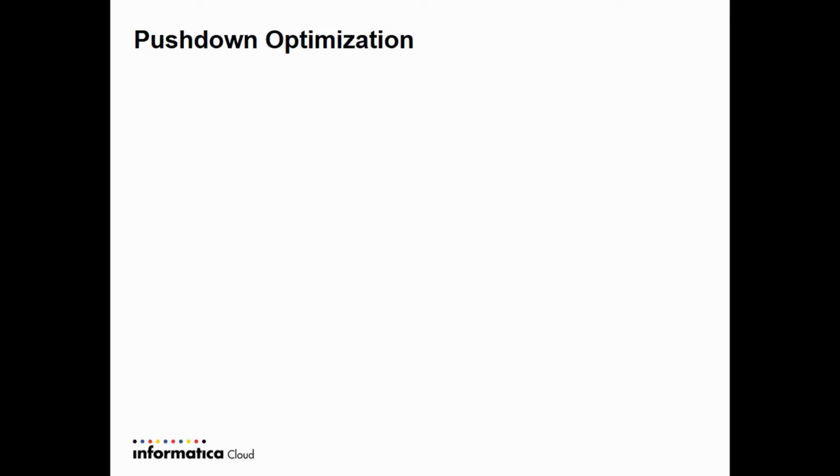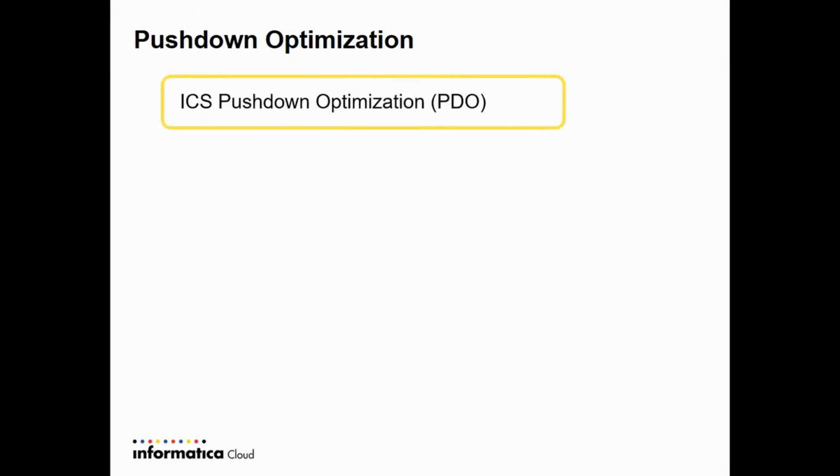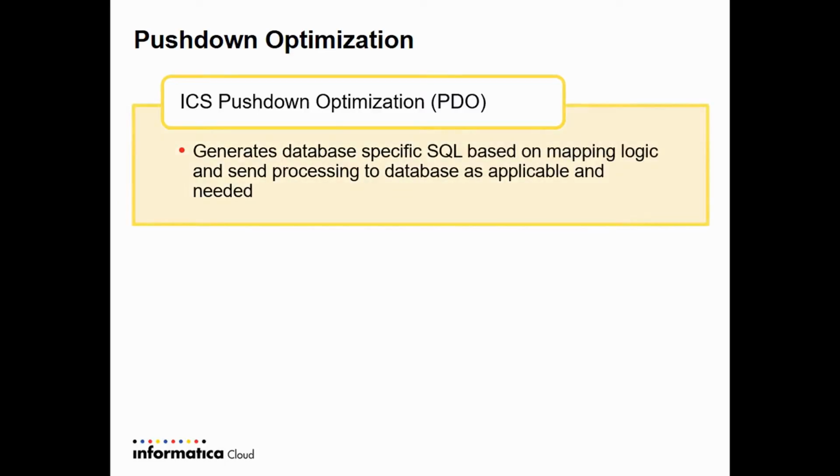Let us now understand what is push-down optimization. The push-down optimization or PDO is a feature in which a mapping can be converted into a SQL code and executed on the database. Hence, this process generates database-specific SQL based on the mapping logic and sends processing to the database as applicable and needed. This process is useful when we deal with huge volumes of data from the source.